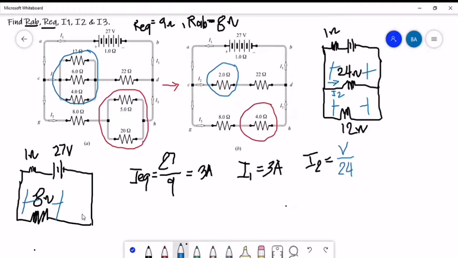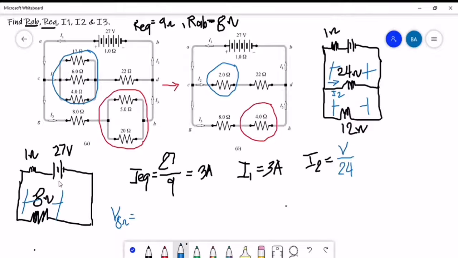Just simple, let's use Ohm's law. As a review, Ohm's law says current is equal to voltage over resistance. So how are we going to use it for the voltage drop of our 8 ohms? What will be our current? Since this is connected in series, the current is just the same.